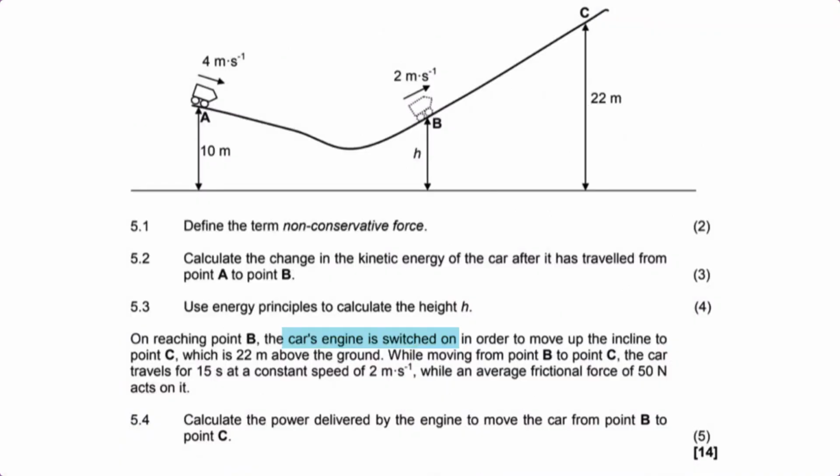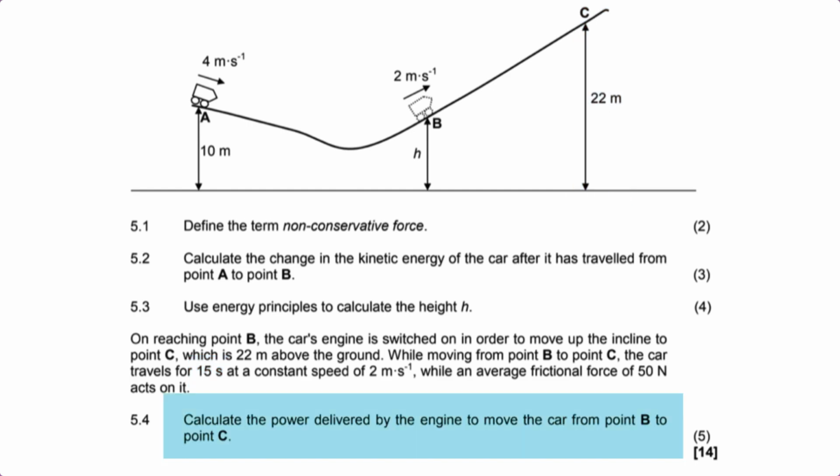The car's engine is now switched on, and the car travels at a constant speed up the slope while there's a constant friction force of 50 newtons acting on it. Traveling in this way, it takes 15 seconds to reach C at a height of 22 meters. We're asked to calculate the power delivered by the engine to move the car from B to C.